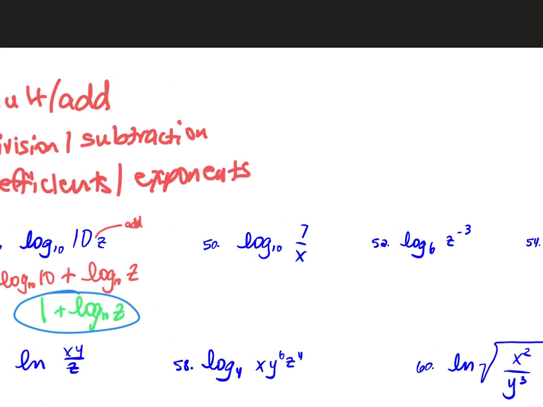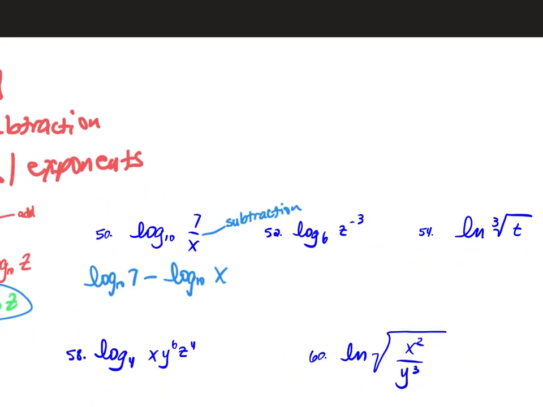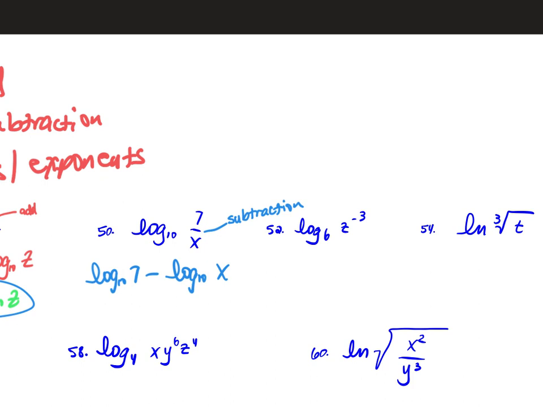So in this case, I look and I say, okay, I have log base 10 of 7 divided by x. Well, when I see division and I'm pulling apart, I think subtraction. So each piece gets its own log. So I have log base 10 of 7 minus log base 10 of x. And that's it. All right, I come to 52 and I look and I say, okay, I have log base 6 of z to the -3. Where is the -3? Coefficients become exponents, and exponents become coefficients. So this exponent is going to become a coefficient. It's going to come in the front. So I'm going to bring that down to the front. I have -3 log base 6 of z.